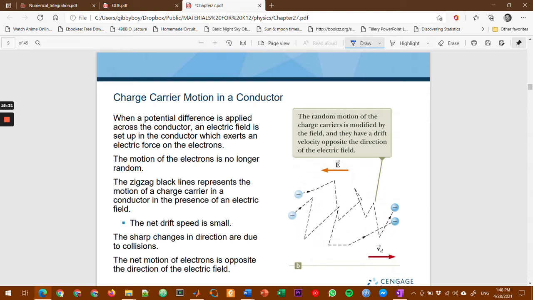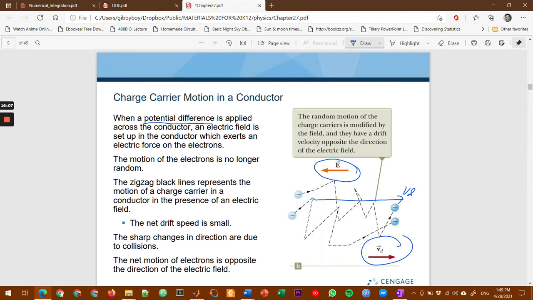The moment you apply a potential difference, meaning you apply a battery or voltage, an electric field is set up in the conductor and exerts an electric force on the electrons. Let's say this is the direction of the electric field. The electrons feel a force and move opposite to the direction of the electric field. So there is now what we call a drift velocity in this direction.